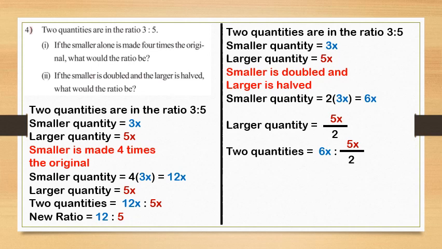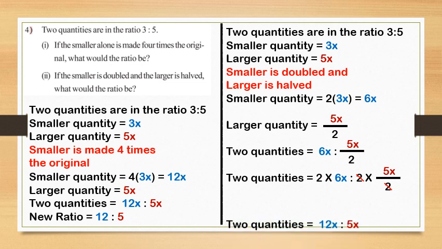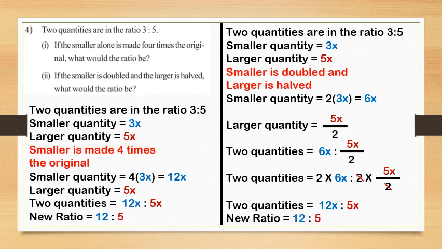Here one is in the form of fraction and one is in the form of natural number. So let us write in the form of natural number. For that, let us multiply these two quantities with 2. So that is 2 into 6x is to 2 into 5x divided by 2. Here 2 will be cancelled and we get two quantities equal to 12x is to 5x. Here x is common, so x will cancel and we can write new ratio equal to 12:5.